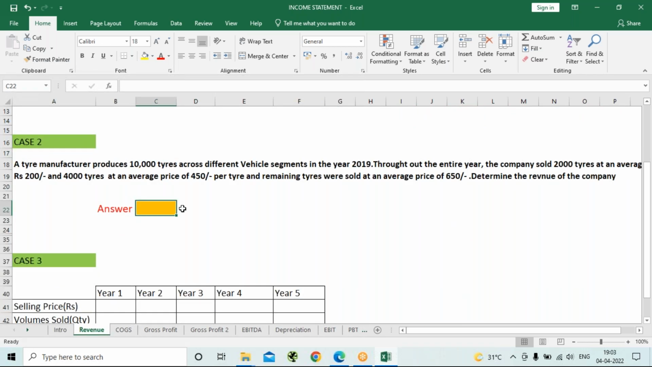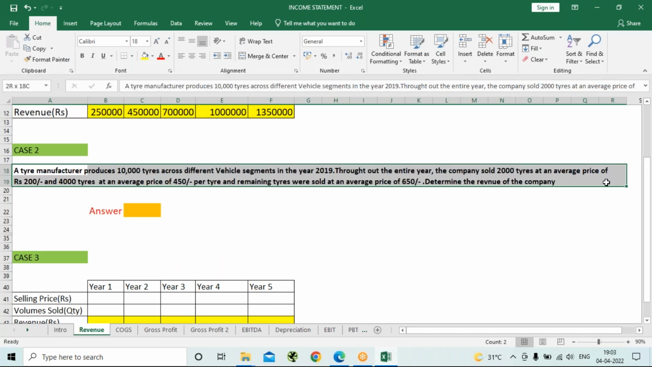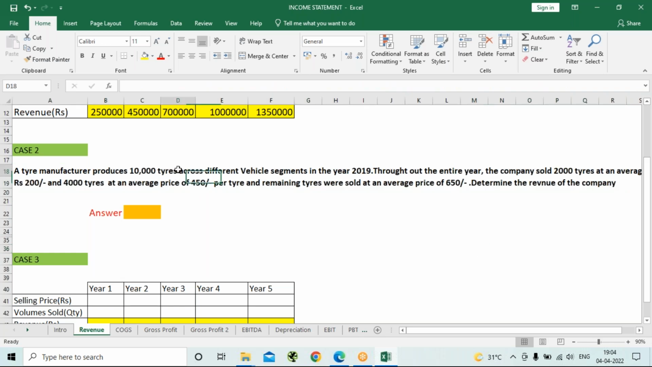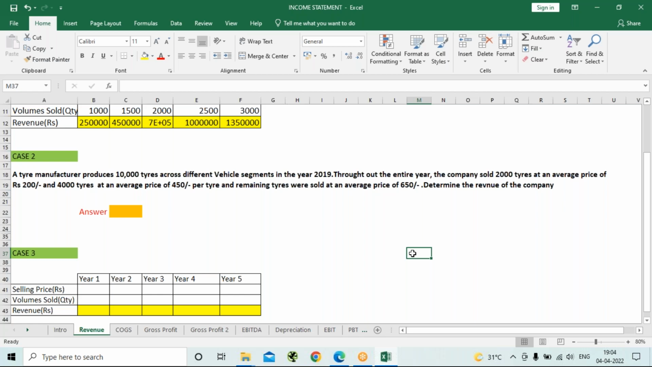Now, I hope the whole question is visible to you. Can anyone let me know the answer? A tire manufacturer produces 10,000 tires for different vehicle segments in the year 2019. Throughout the entire year, the company sold 2,000 tires at an average price of 200, 4,000 tires at an average of 450, and the remaining tires were sold at 650. What is the revenue of this company?